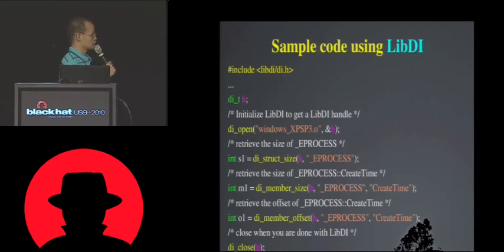So here's the simple code. You can see that for Windows XP, you can decide that at runtime, not at compile time. You open the Windows XP object file. After that, you call di structure size to get the size of the EPROCESS structure. The next line, you get the size of the create time inside EPROCESS. And the next line, you get the offset of create time inside EPROCESS. And when you are done, you close the API. So everything can be obtained from the object file, and it's very flexible and decided at runtime, not at compile time.